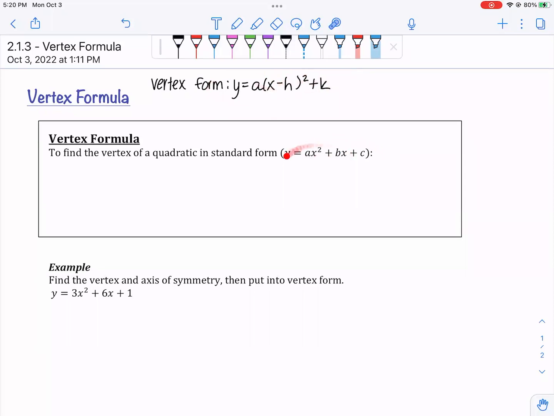Going in the reverse direction, starting with standard form and going to vertex form, is a little bit more complicated, but it's honestly not that bad because there is a formula. So if you have a quadratic in standard form like this, the x value of the vertex is x equals -b divided by 2a. To find the y value of the vertex, we need to plug in this x value to the original equation.